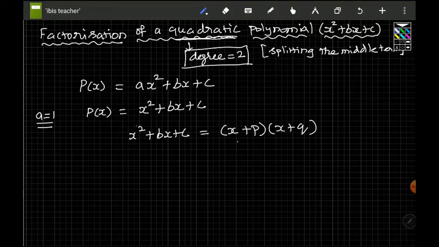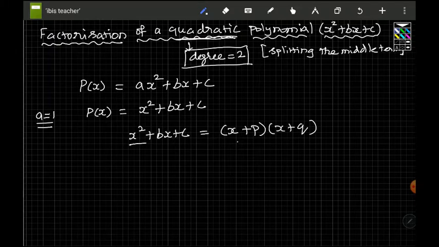What is the degree of this? 2. What is the degree of this polynomial? x power 1. Here x power 1. So we have written this polynomial as a product of two polynomials of degree 1 each, which is less than the given polynomial's degree, and also none of these two factors has a factor of lower degree. Then we have factorized it.